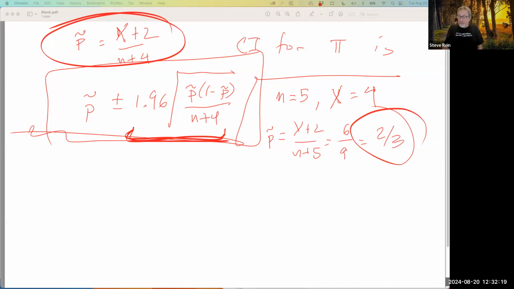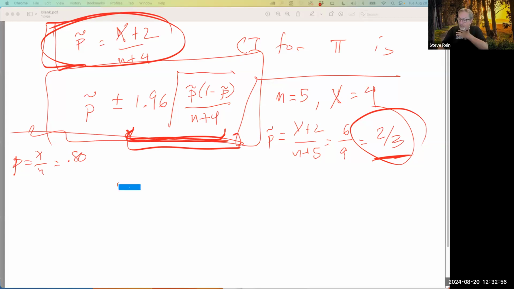But the sample rate, remember, is just X over n, that's 80%, 0.8. So literally the guy won 80% of the time, but I'm going to say about 2/3. And I'm going to add a margin of error to that 2/3. With my procedure, which is to use this for p and this as the margin of error, we will actually capture the true value, the unknown value pi, about 95% of the time.